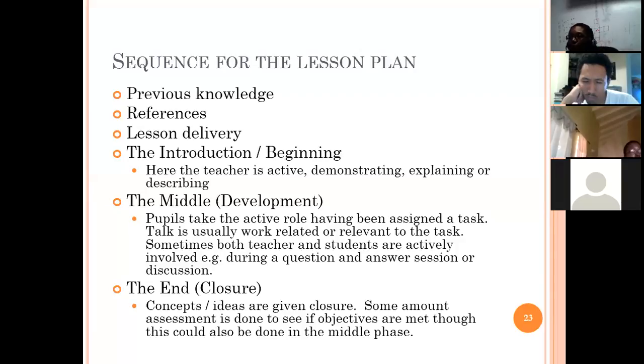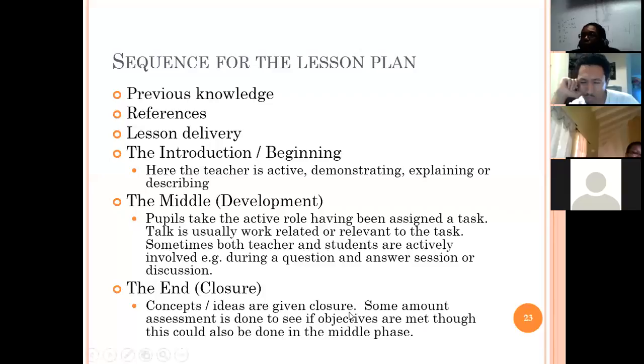Though you could have evaluation woven throughout your lesson by way of formative evaluation. That's my point. Okay? But most times, teachers end with some form of summative evaluation in your lesson, though it may be short. So in the middle, pupils take the active role. And you see teacher and students playing different roles. But in the middle phase, you must give students time to play some active role at some place.